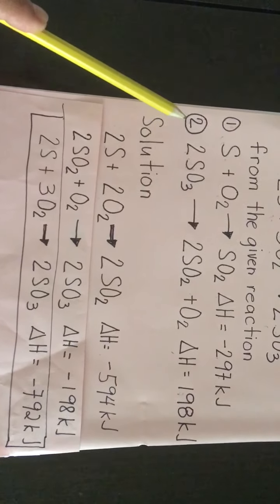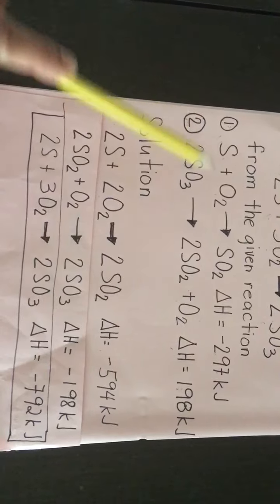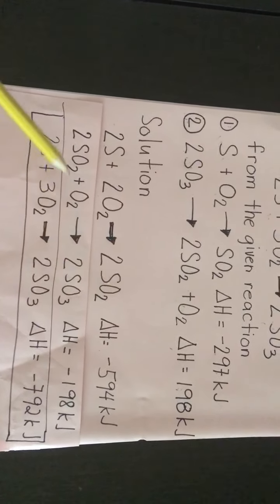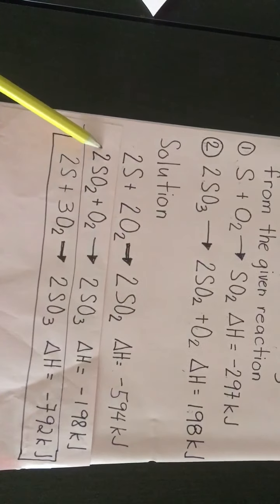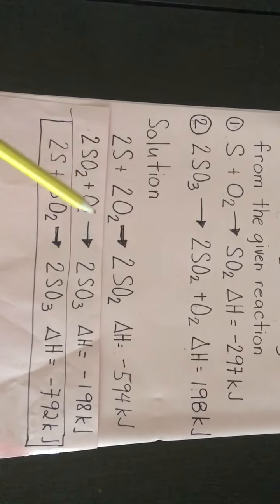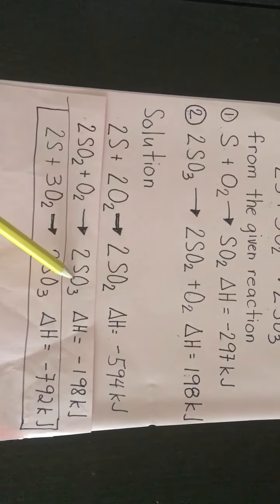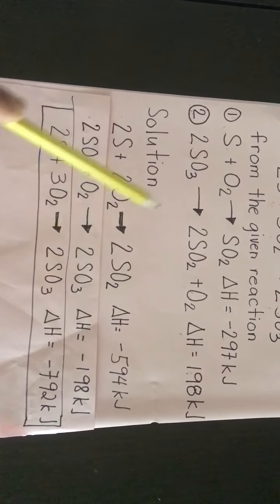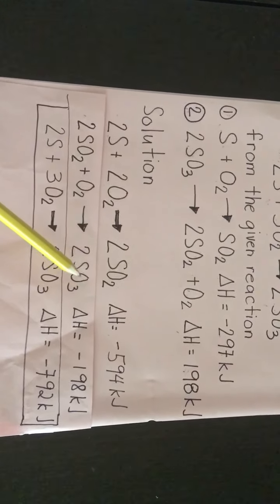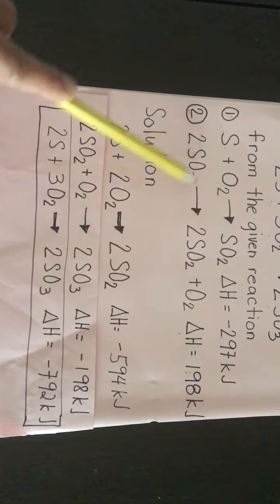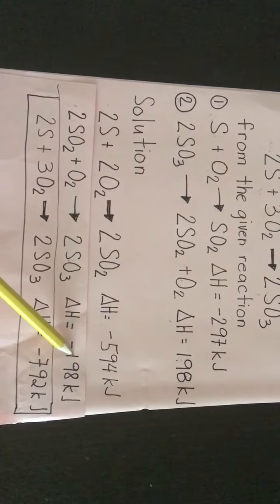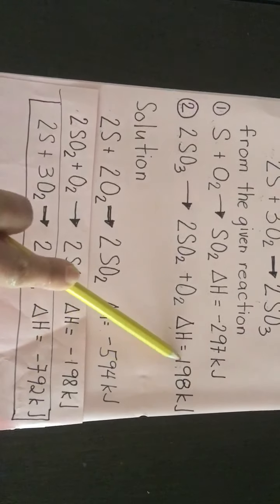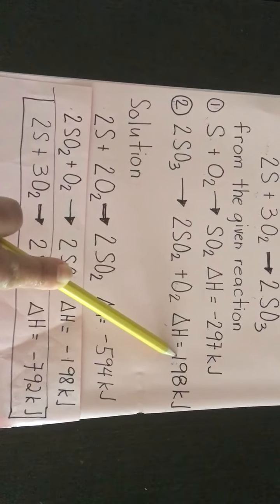On the other hand, equation number 2, we said we have to flip it. So we flip it. Now the 2SO2 is on the reactant side, and the plus O2 to form 2SO3, and 2SO3 is now on the product side. We simply flip it, and because we flip it, we change the sign to negative 198 from the original, which is positive.